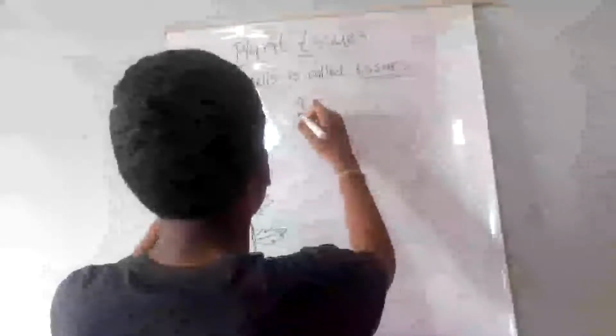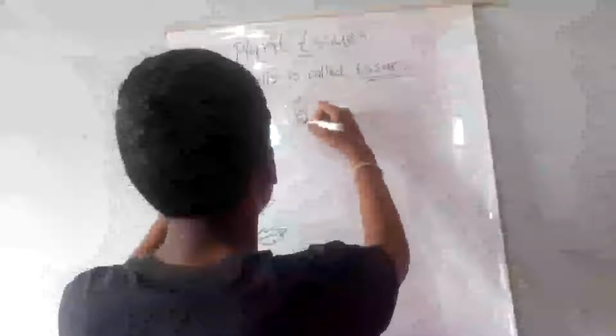For example, take a unicellular organism, a paramecium. Paramecium is a unicellular organism, so it has only one cell. Why do we call paramecium an organism? Because it performs its life processes. What are life processes?